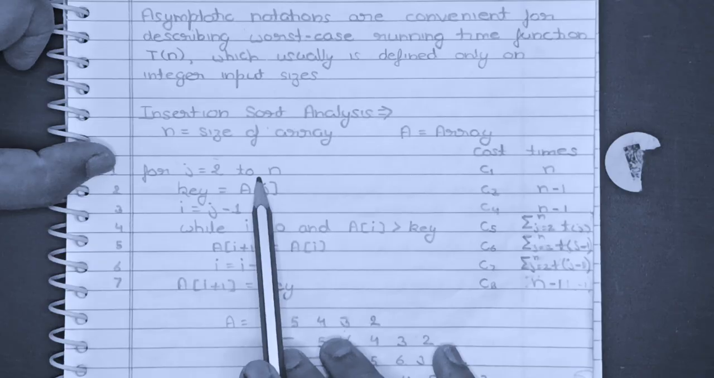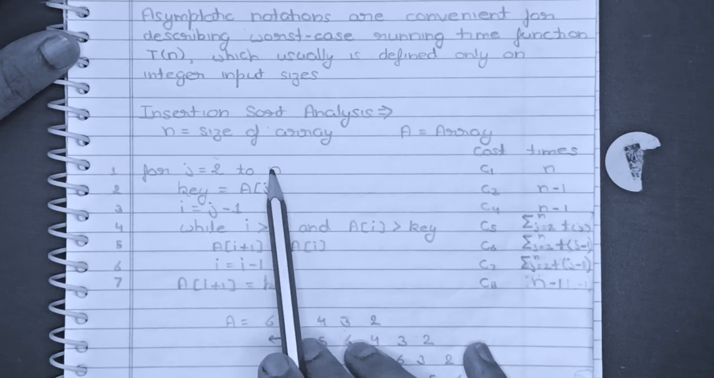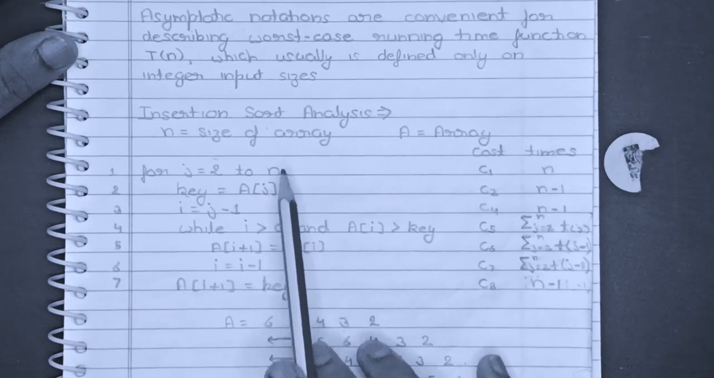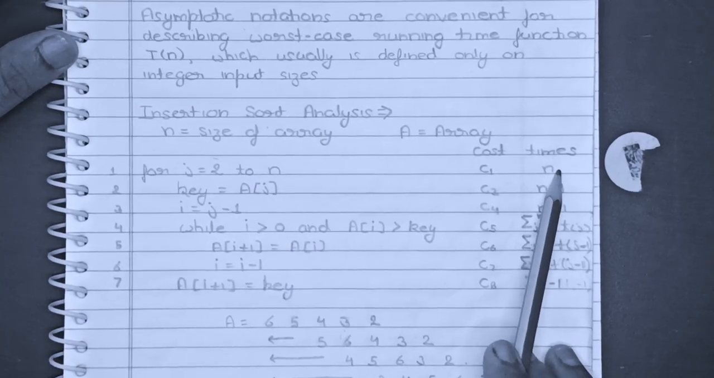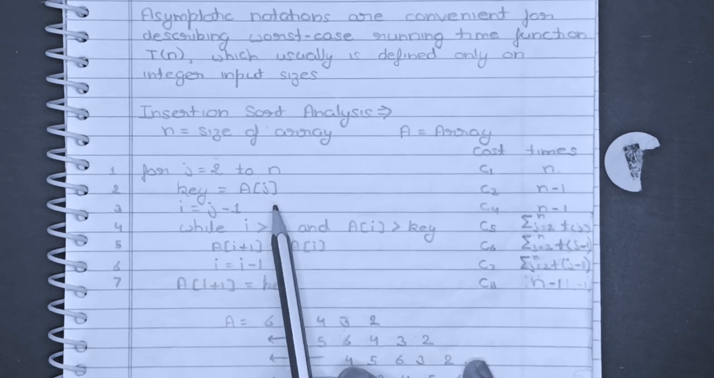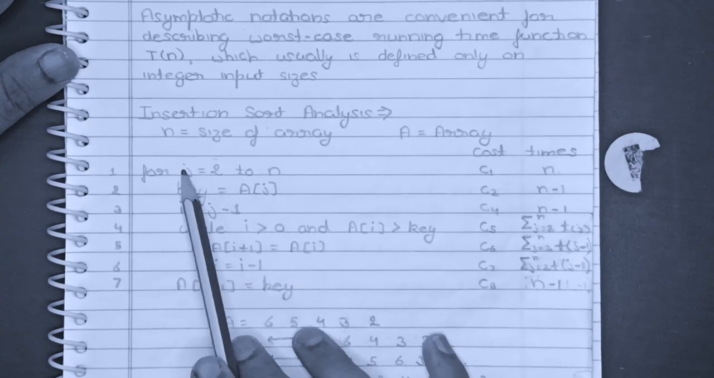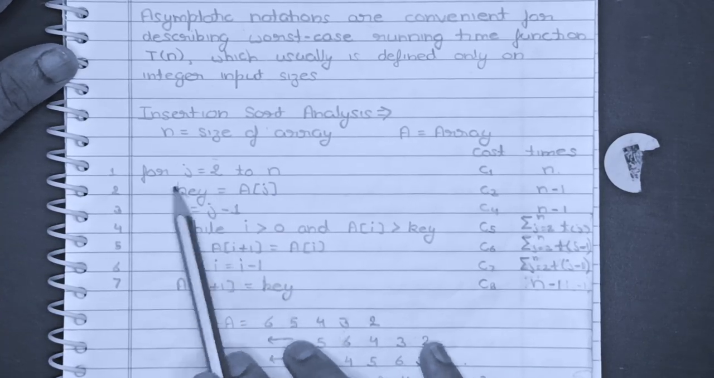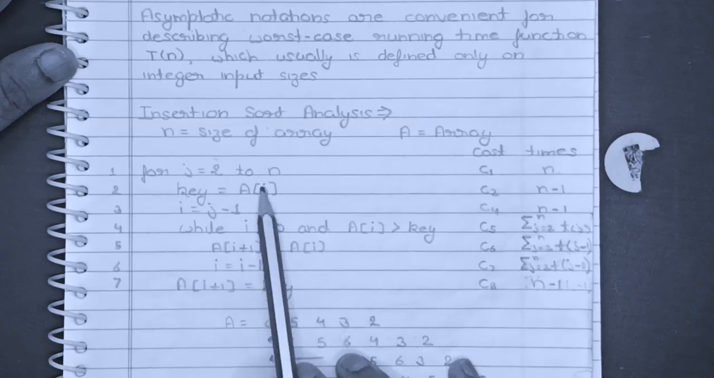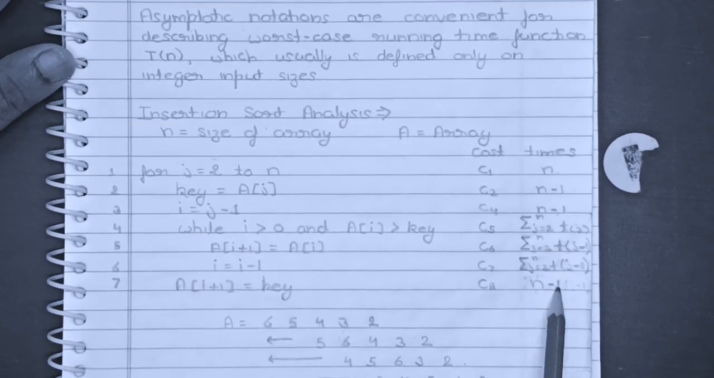Because this is a for loop which is running from j equal to 2 to n, which is the size of the array, it will run n times. As these two statements are inside the loop, which will be executed n minus 1 times, because the last iteration of the loop will not go inside the loop, they will be executed n minus 1 times. Same for this last statement.